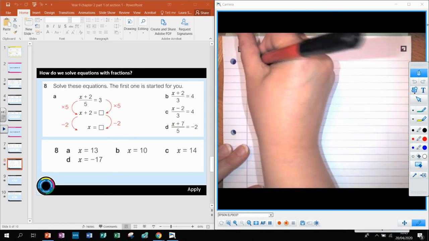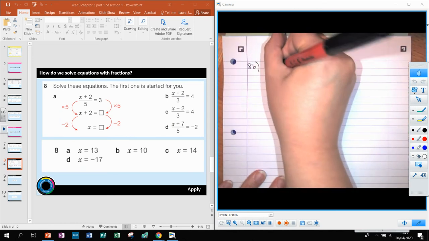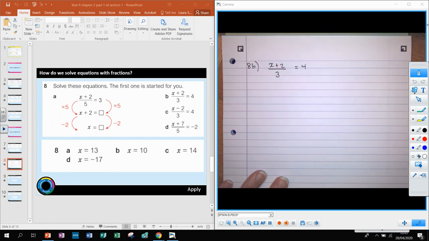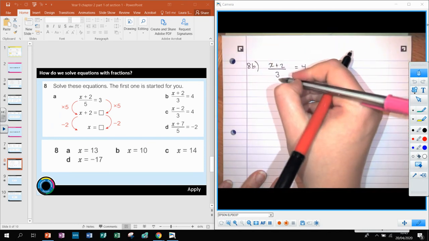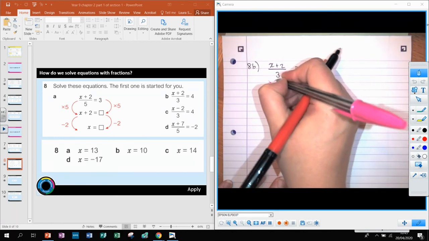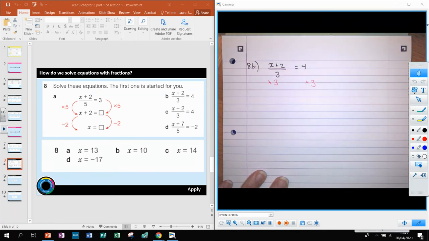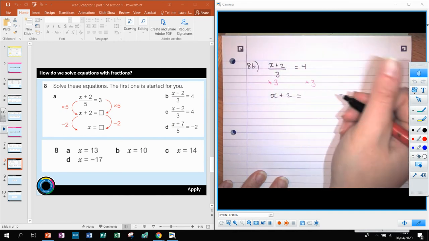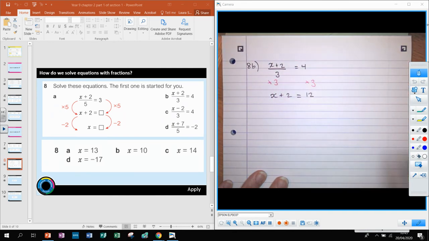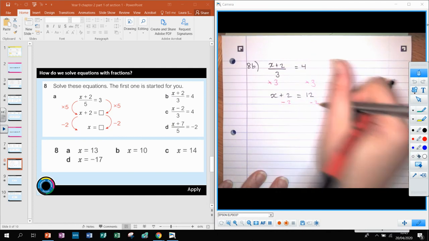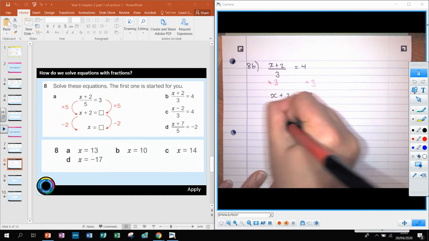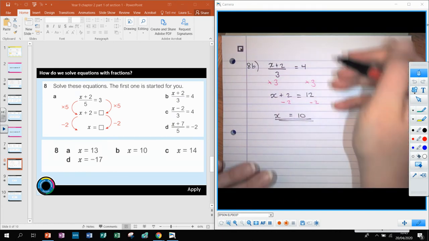So for 8 part B, we had x plus 2 over 3 equals 4. So the first thing here is to remove that denominator by multiplying by 3, both sides, giving us x plus 2 is equal to 4 times 3, which is 12. We then take away the 2, and that gives us x is equal to 10 as our final answer.